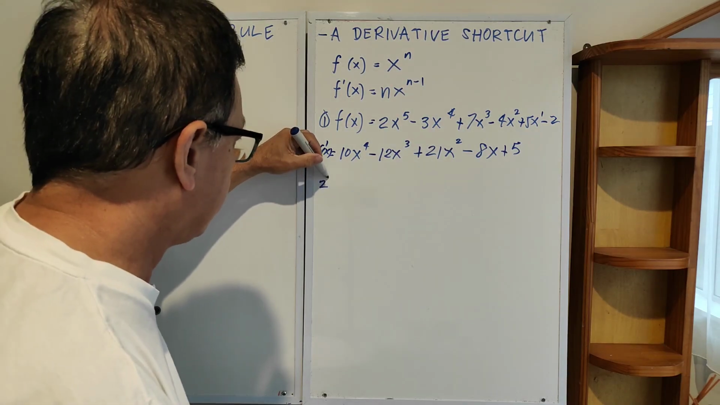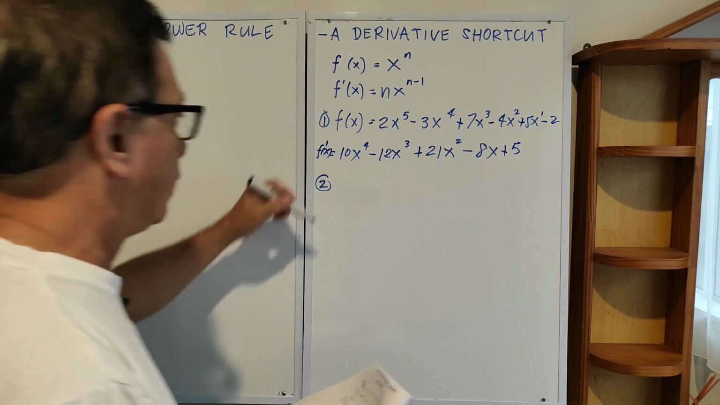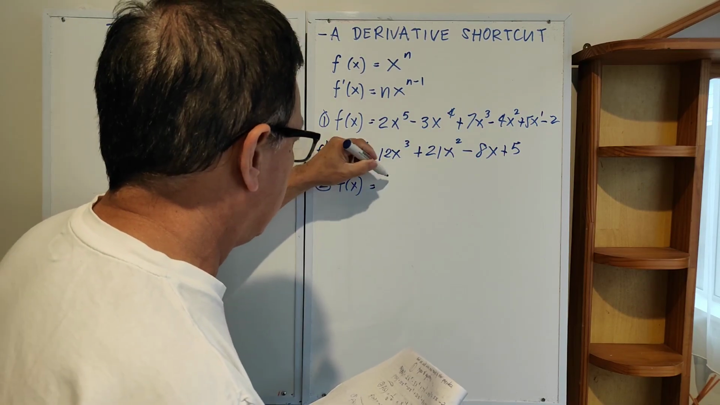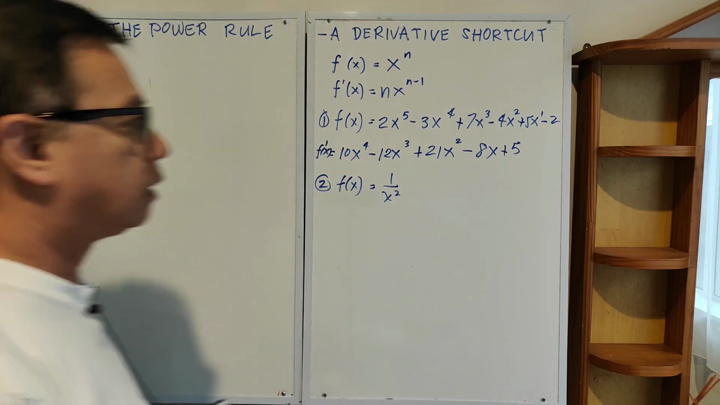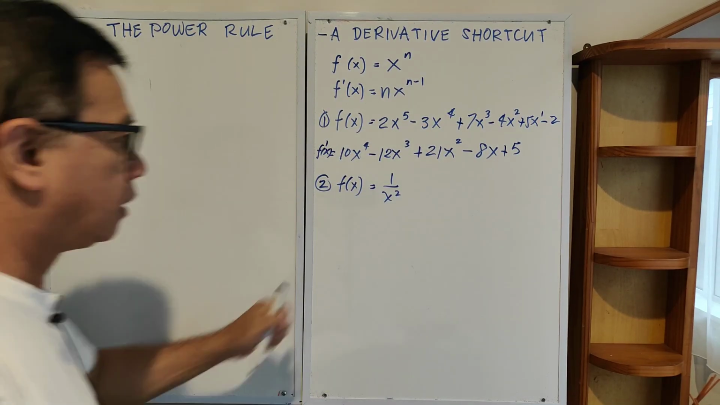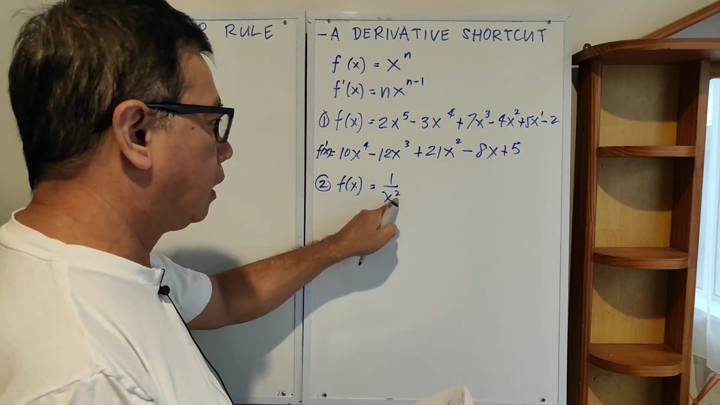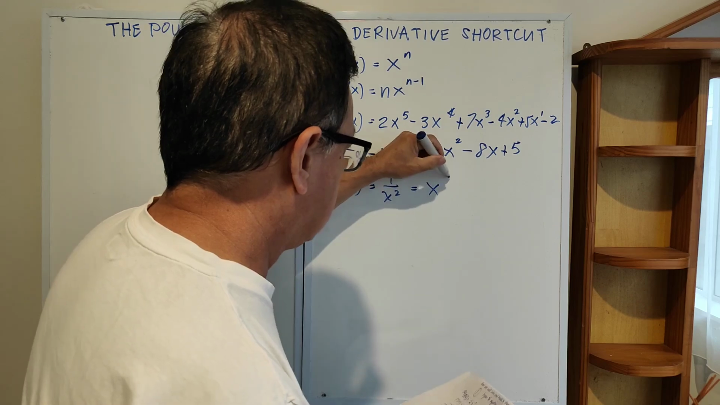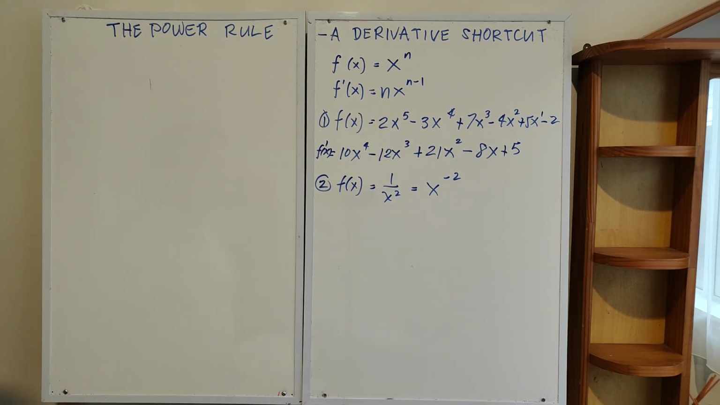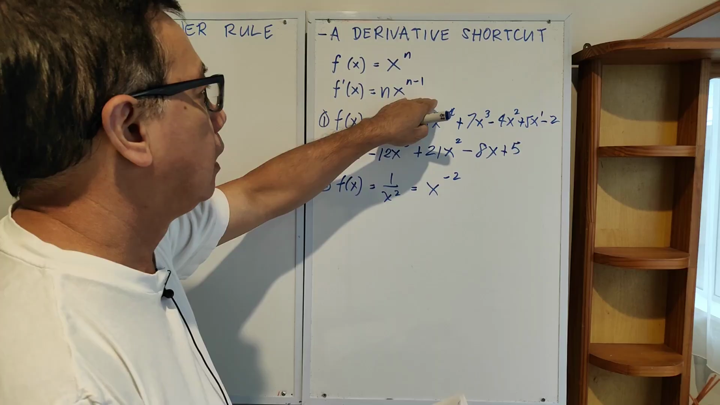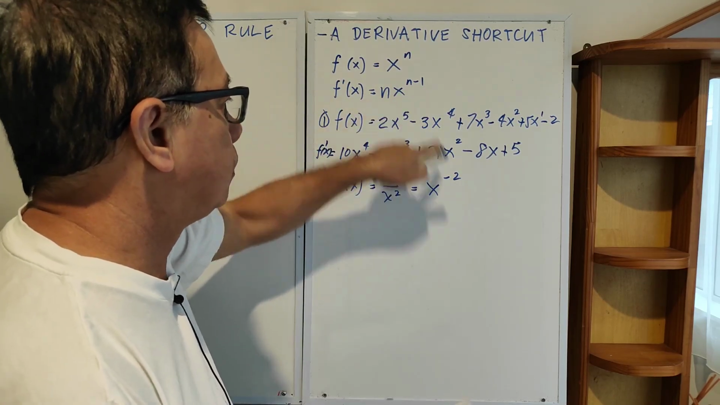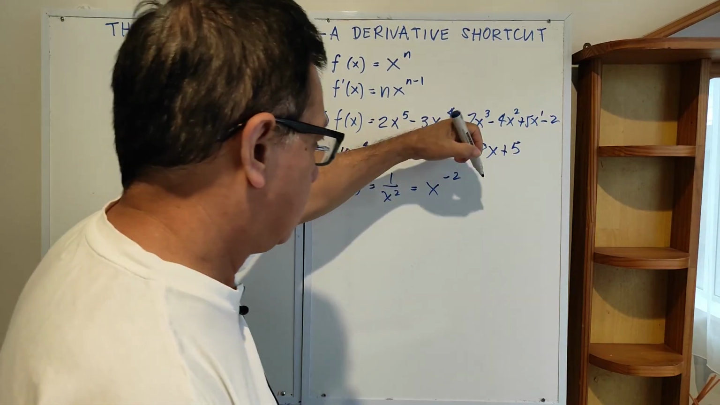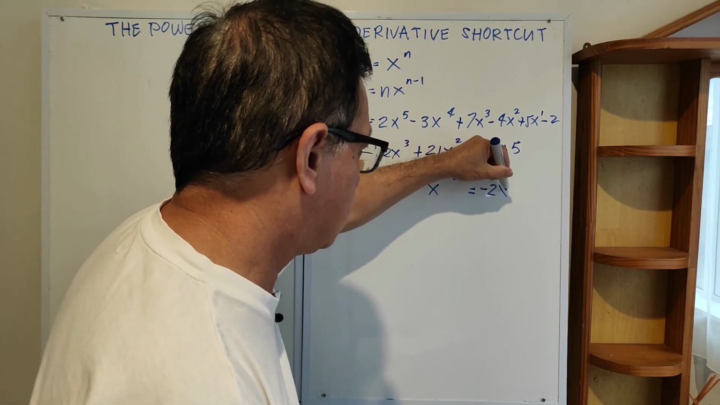Number 2. So what if your equation is in the denominator, 1 over x squared? So what we do is we put it on the numerator, but the sign becomes negative. So this one becomes x to the negative 2. So following our formula, negative 2 goes down in front of x. So this becomes negative 2x.